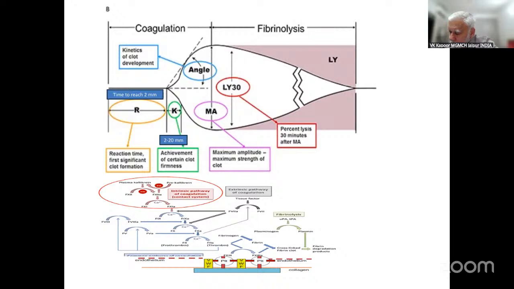LY30 means lysis after the formation of MA in this graph. The normal value of LY30, meaning lysis at 30 minutes, is 7.5%, and LY60, meaning lysis at 60 minutes, is 15%. If there is more lysis happening in the blood, then we have to transfuse tranexamic acid to this patient. So from a single blood sample, we know all the processes of coagulation. This is the advantage of TEG during management of coagulopathy.